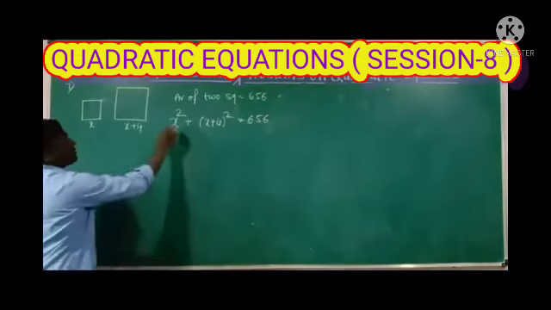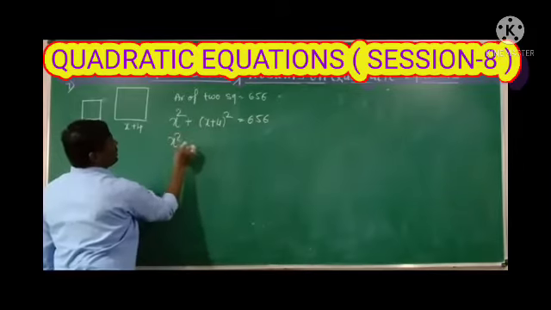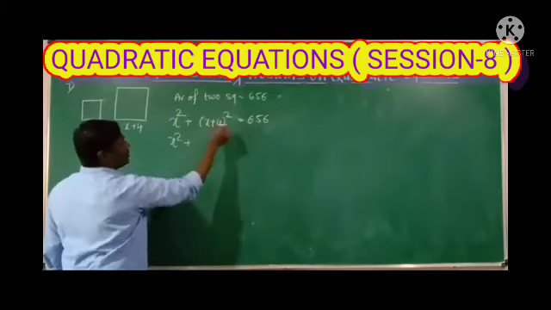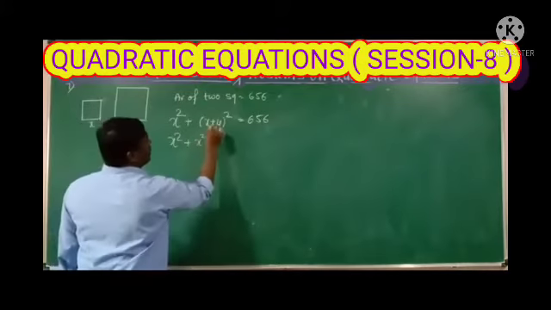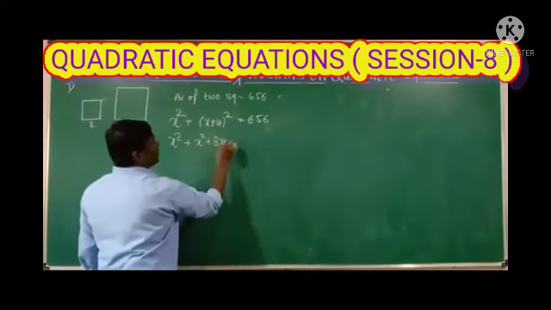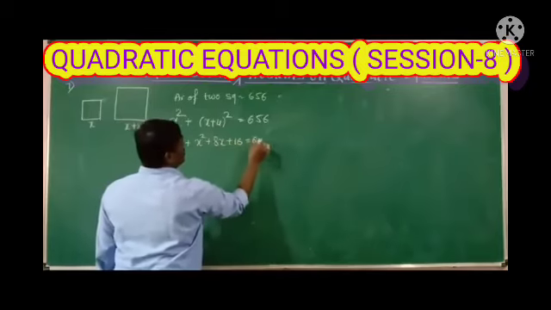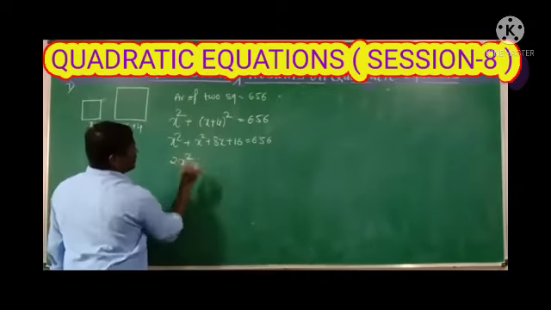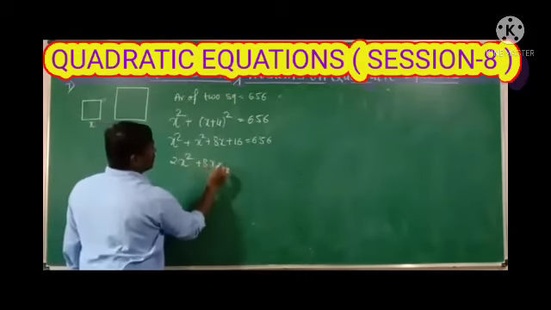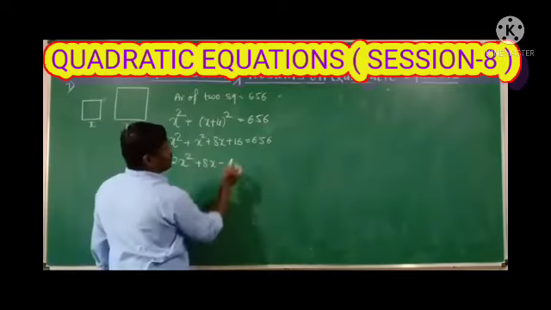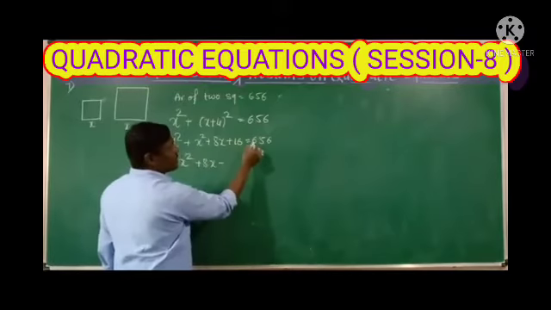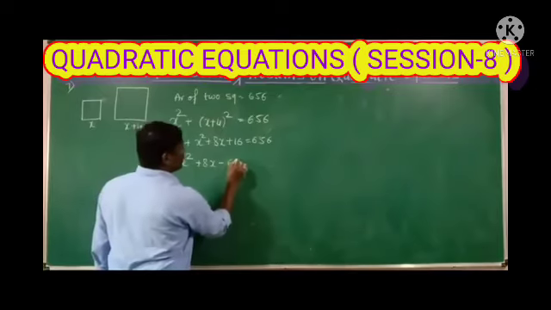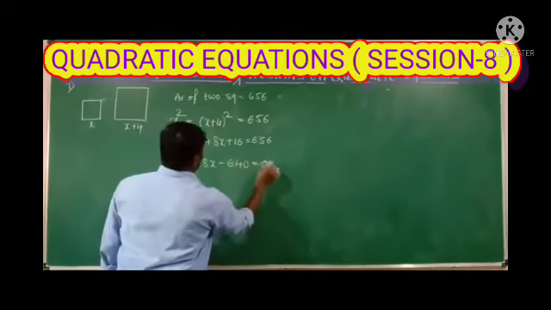Now first simplify the LHS part. x square, write as it is, plus (x plus 4) whole square, which is in the form of (a plus b) whole square. So expand this one: x square plus 2 into 4, 8x, plus 16, which is equal to 656. x square plus x square is 2x square plus 8x plus 16 minus 656, that is equal to minus 640, which is equal to 0.